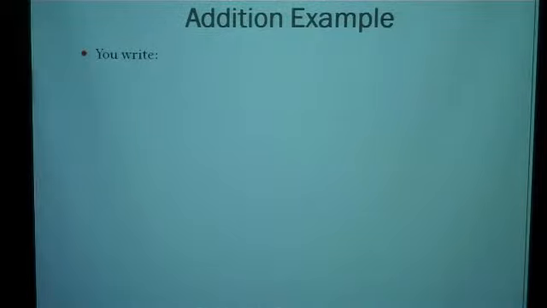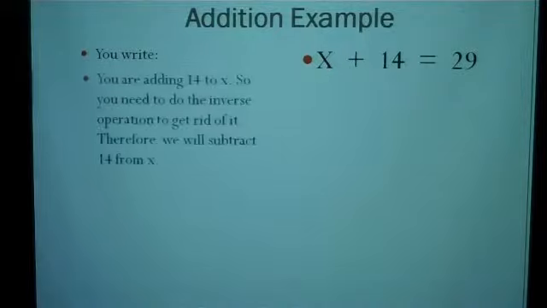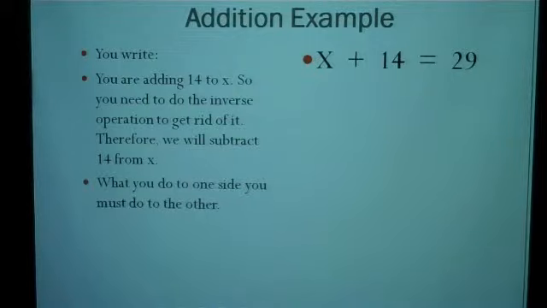Let's do some addition examples. You would write x plus 14 equals 29. Our goal is to get this 14 away from the x so that we can isolate the x and have it on one side and get the answer on the other. Since we're adding 14 to x, we need to do the inverse operation, or the opposite, to get rid of it to isolate the x. Therefore, we will subtract 14 from both sides. What you do to one side, you have to do to the other, so it would look something like this.